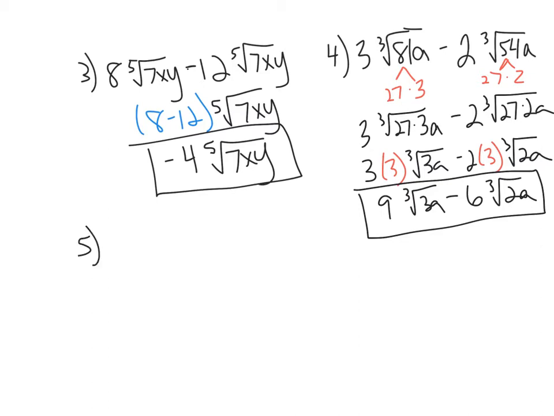So let's try this one. What if we have square root 12 plus square root 75 minus square root 3?